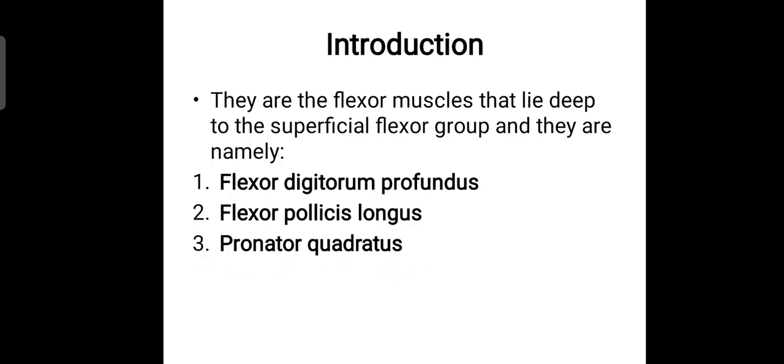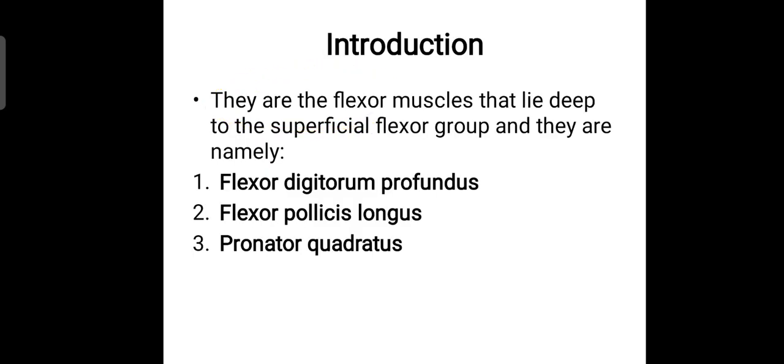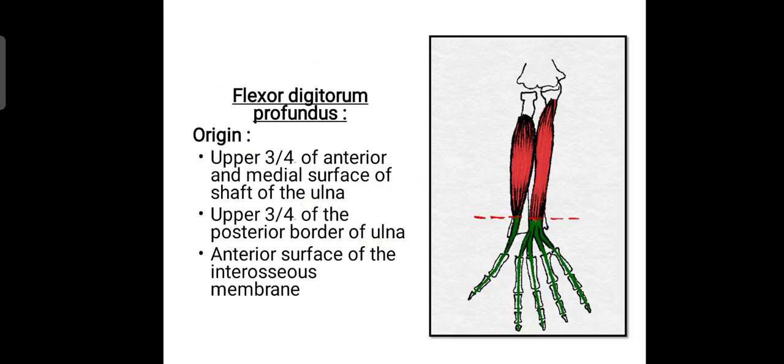So we will see each of these muscles in detail with its action, nerve supply, as well as the origin and insertion. We'll start with the flexor digitorum profundus. So what is flexor digitorum profundus?